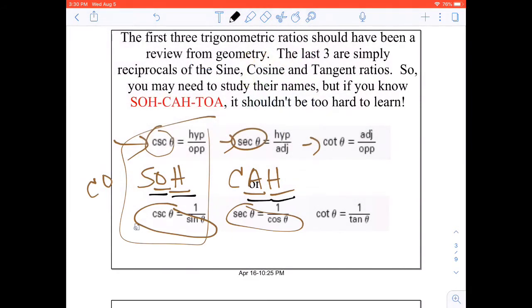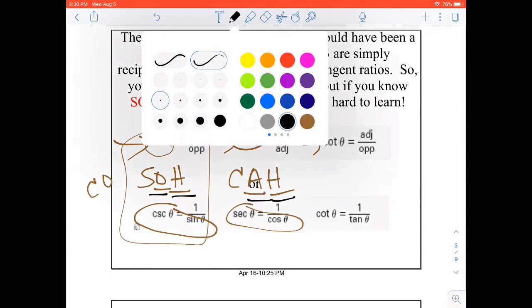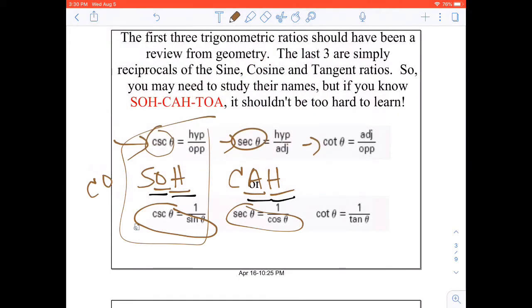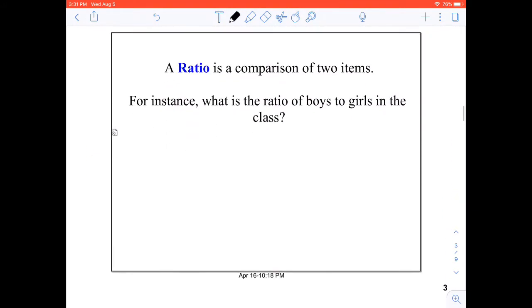is hypotenuse over adjacent. And last but not least, the pair that makes sense are cotangent and tangent because they sound alike. So again, I don't know that I memorized that cotangent is the adjacent over the opposite. I use my SOHCAHTOA, and if tangent is opposite over adjacent, then I know that the cotangent is adjacent over opposite.